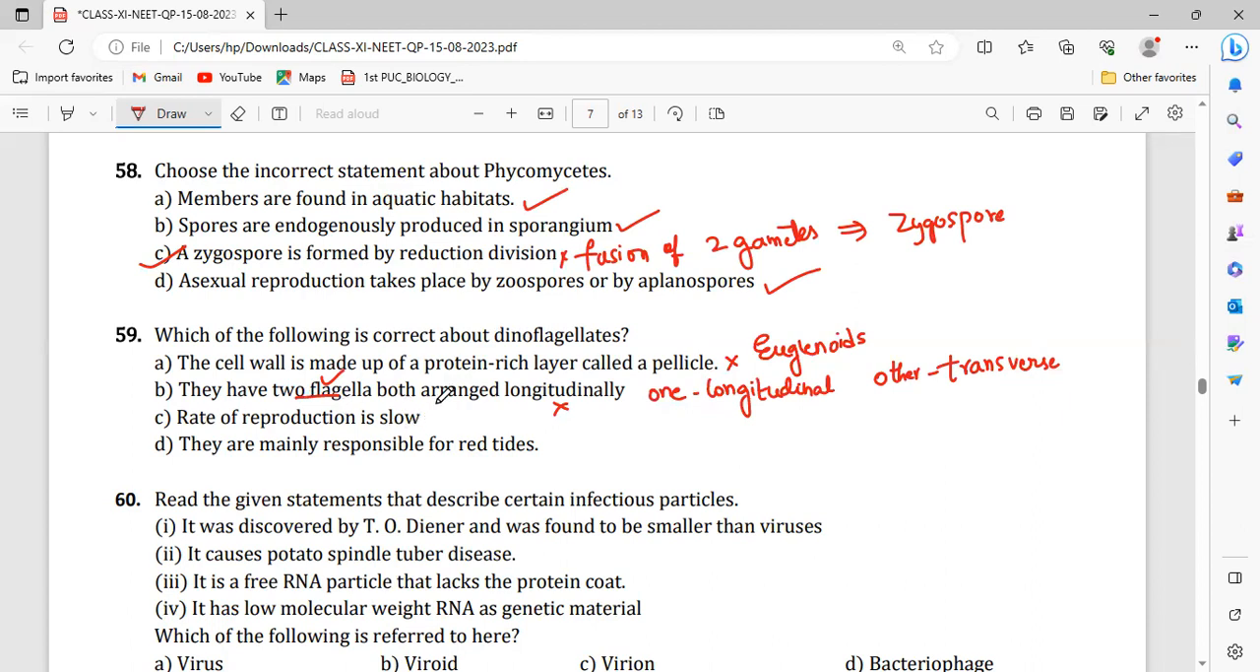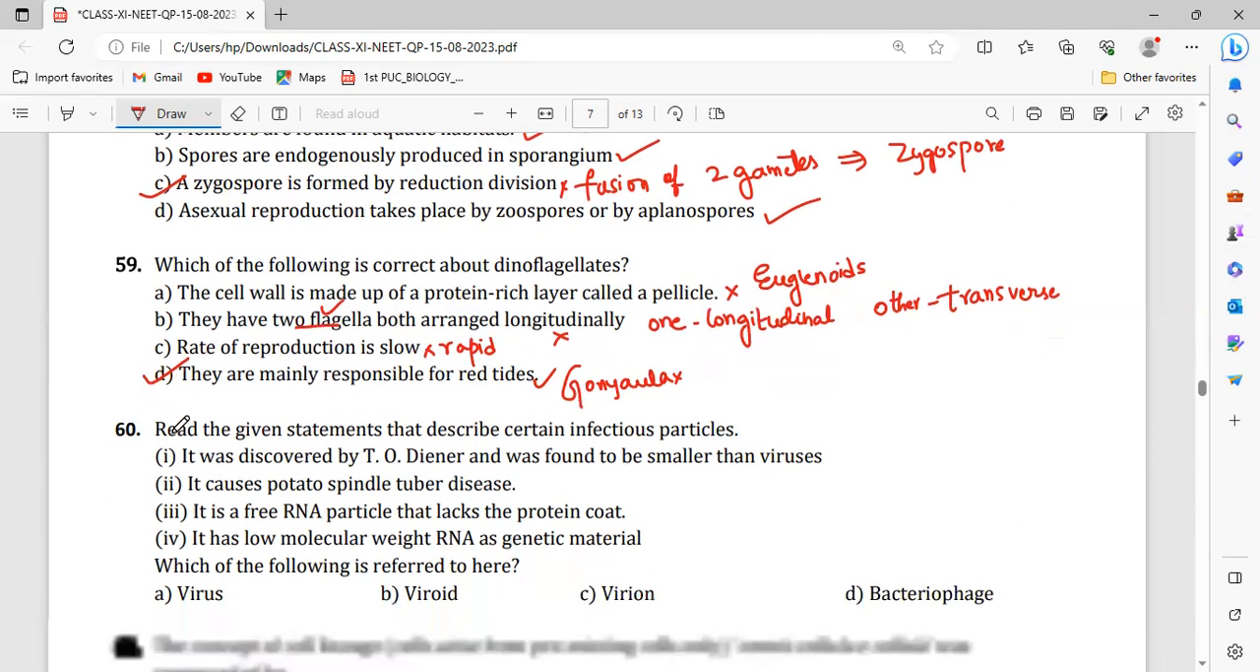Then rate of reproduction is slow. It is not slow. It is rapid. They are mainly responsible for red tides. Yes, that is correct. So we are seeing Gonyaulax. Gonyaulax, they are responsible for red tides.